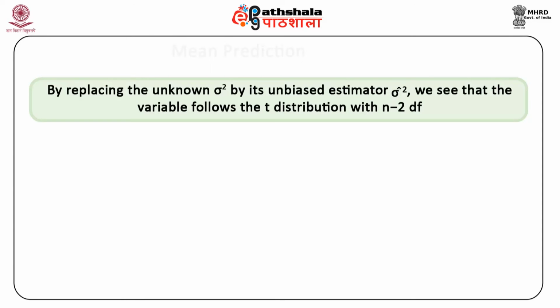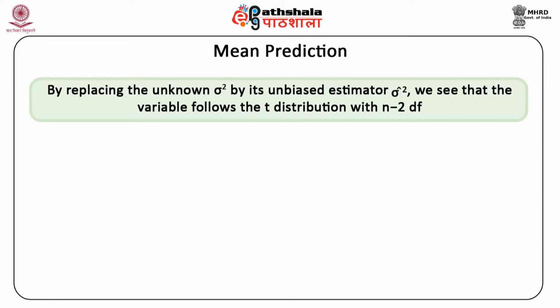By replacing the unknown sigma square by its unbiased estimator sigma hat square, we see that the variable follows the t-distribution with n-2 degrees of freedom. The t-distribution can therefore be used to derive confidence intervals for the value or for the true expected value of y0 given x0, and the test hypothesis about it in the usual manner.